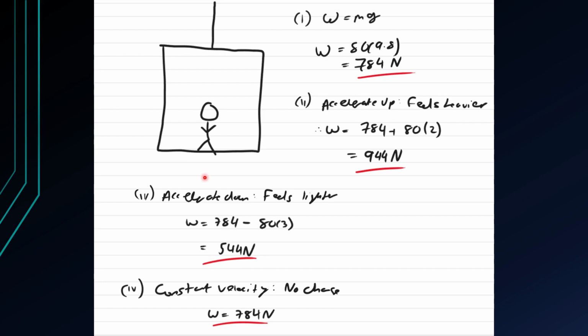The third example, if they accelerate downwards, they feel lighter. So this would be 784 minus 80 times the acceleration in the lift. So that's 3. So you do 784 minus 80 times 3, so it's 240. So his apparent weight is 544 newtons. Therefore, his perceived mass is about 55 kilograms, so he feels roughly about 25 kilograms lighter.